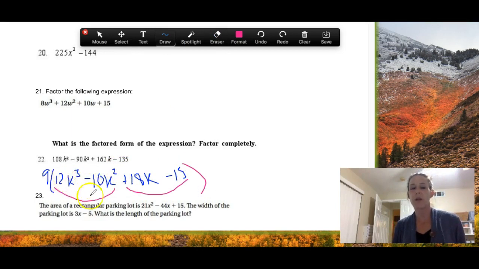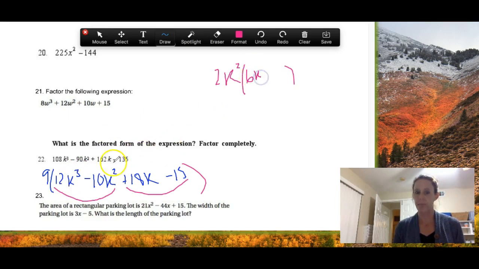Okay, so these two, the greatest common factor of 12 and 10. They're both divisible by 2, and they both have a k squared in them. So I'm going to pull out 2k squared. Divide 2k squared out of this: divide 2 out of 12, leaves me with 6. Divide k squared out of k cubed, it leaves me with k. Now divide 2k squared out of this: divide 2 out of 10, leaves me with 5, and divide k squared out of k squared, it leaves me with 1. So that is a negative, so 6k minus 5.